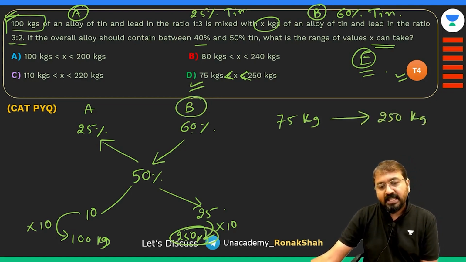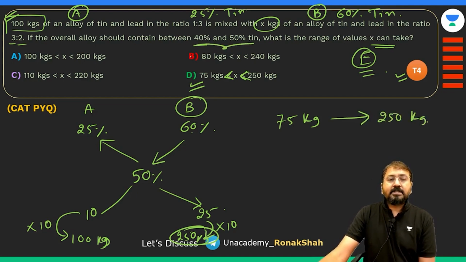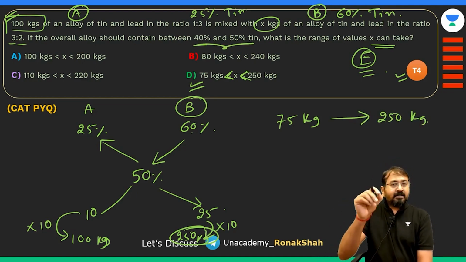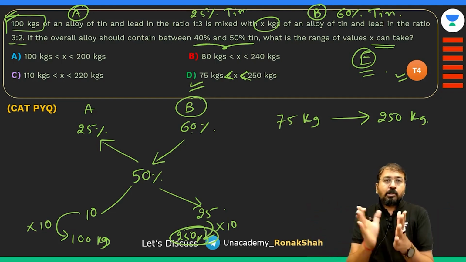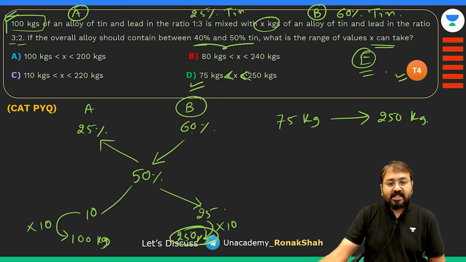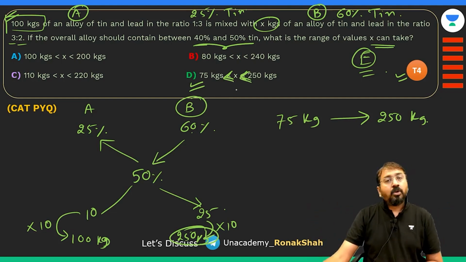It has to be between that because we need to keep this percentage between 40 and 50. It is not mentioned that it is including 40% and 50%. So yes, we'll also keep the weights between these two, and that's why there has to be a less than sign, not a less than or equal to sign. So the answer is option D. I really hope all of you have understood this question.